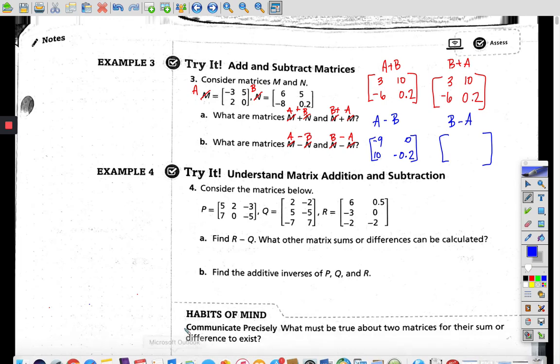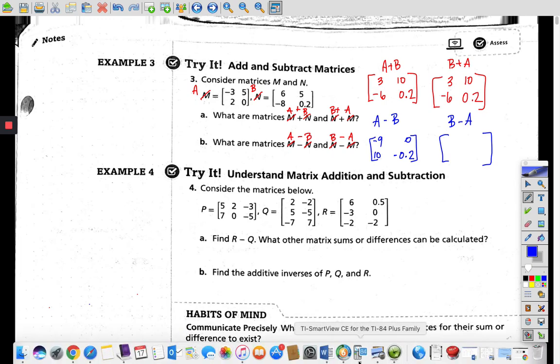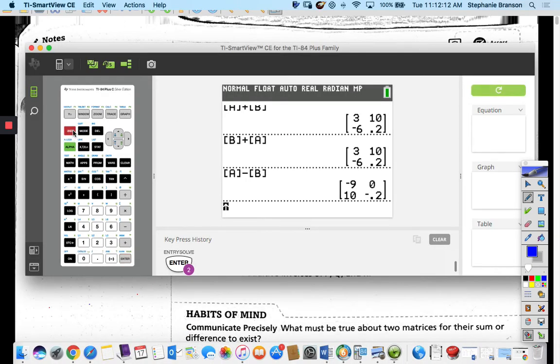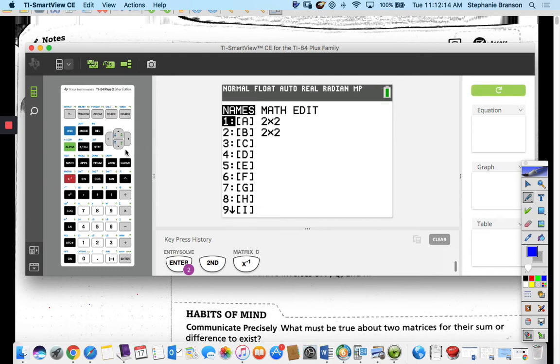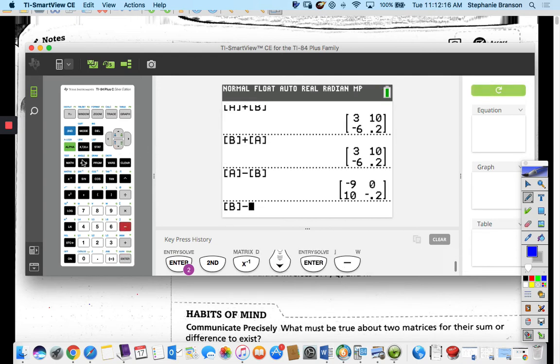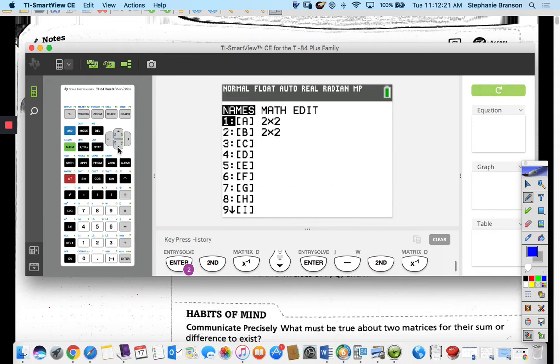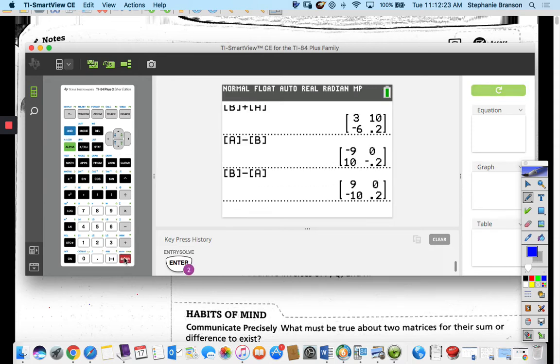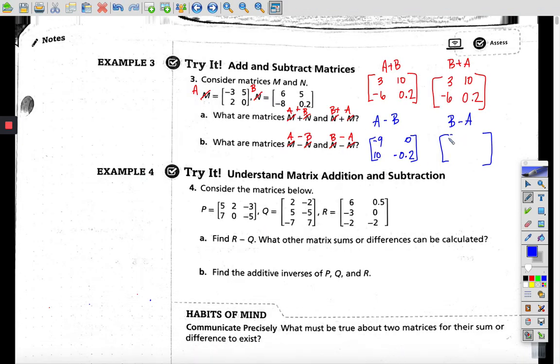We'll do the same, except now we've got B minus A. And it's the same numbers, but notice that some of the signs did change, okay? Now we've got 9, 0, negative 10, and positive 0.2.